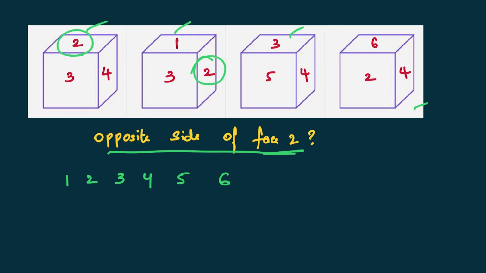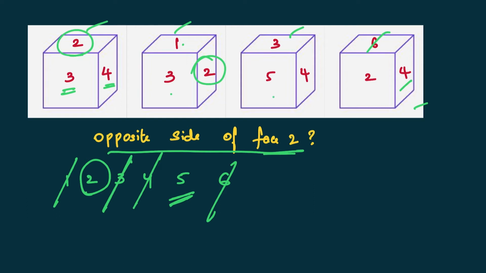We are finding the face that is opposite to 2. From the first dice, it is clear that 3 and 4 will not be opposite faces of 2 because they are on the adjacent sides. From the second figure, it is clear that 1 and 3 cannot be on the opposite side of face 2. And from the third figure, there are no 2's here. So go to the fourth figure, 6 and 4. So we are left with 5.